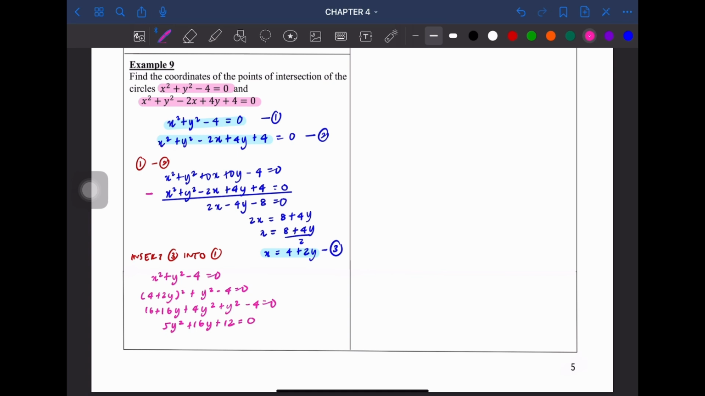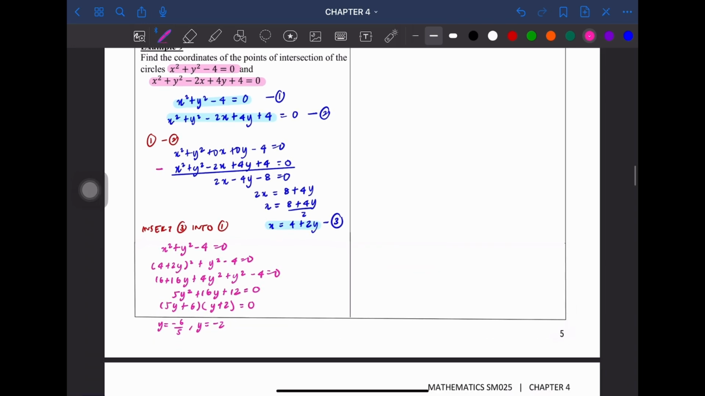Okay, so now we have a quadratic equation. You can directly use your calculator. So you get two factors. The first one is 5y plus 6. The second one is y plus 2. So you get 2 values of y. The first one is y equal to negative 6 over 5. And the other one is y equal to negative 2.